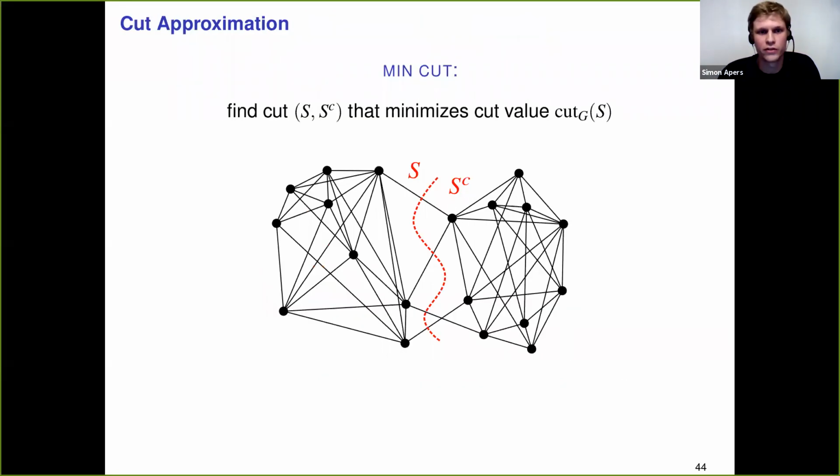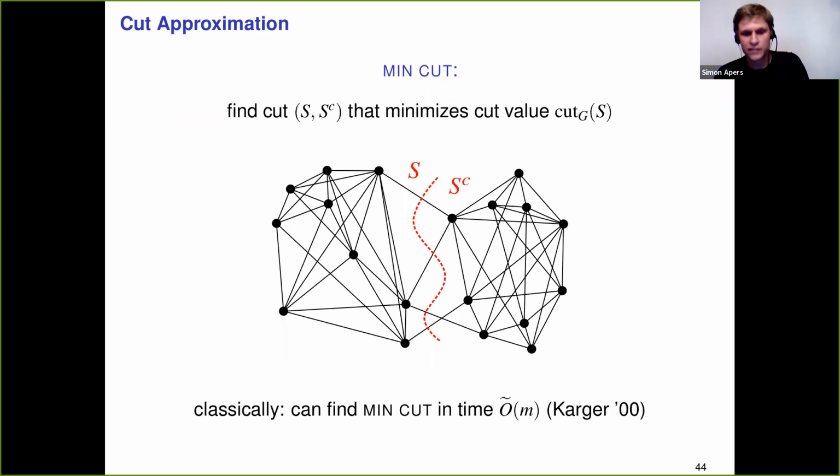As a demonstration, consider, for instance, the problem of finding the min cut. So if we're given an input graph G, which can be weighted, we want to find a bipartition S and its complement that minimizes the cut value, right? So the sum of the weights of the edges that we have to cut. Classically, there is a min cut algorithm by Karger, which is near linear, from 2000. So basically, this already shows that we have the two properties that we need, namely the min cut is approximately preserved by sparsification, and we have a classical near linear time algorithm.